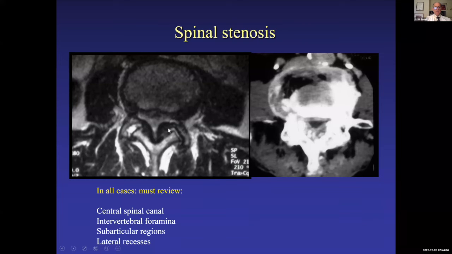Here you can see the ligamentum flava are buckled and thickened, encroaching on the sac from behind, the bulging disc from in front. You can see T2 fluid in the joint that's widened. That's a joint effusion, indicating degeneration. And on the CT, you can see a little bit better that dark signal in the disc representing gas in the disc, or a vacuum phenomenon.